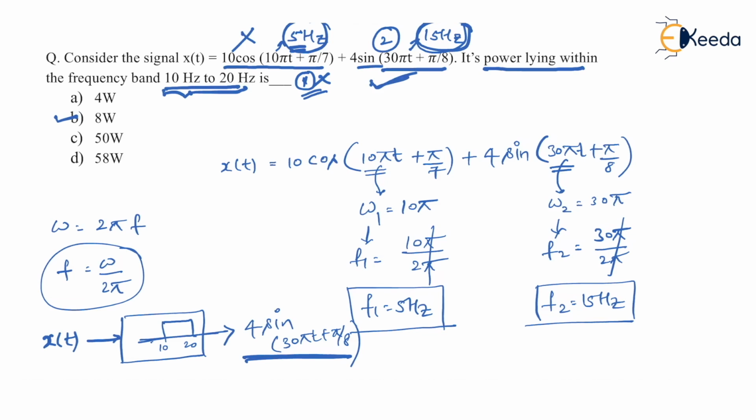So only the second component will take part in the power calculation. And you know that power is independent of frequency and phase. It is purely a function of amplitude. So it is simply amplitude square divided by 2 for any sine or cos signal, and this is something we have already learned in the energy and power classification of signals. Every sinusoidal signal, every cosine signal which is periodic in nature is always a power signal, and power for such a signal is always amplitude square divided by 2, where amplitude is the peak amplitude. So the peak amplitude was 4, 4 square divided by 2 becomes 8 watt. So 8 watt is the correct answer. Thank you.